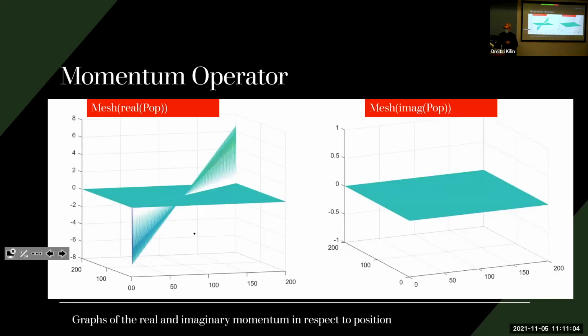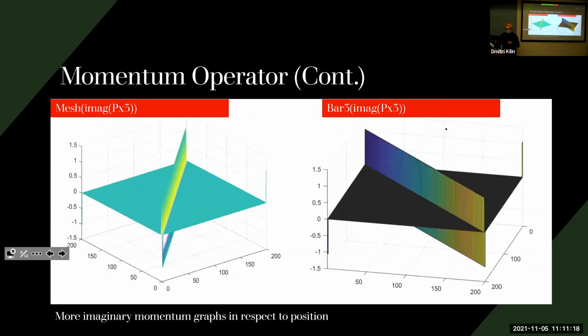And then here's what I talked about before, the momentum operator. In this case, the code is using p-op, and this one's the real part, whereas this one's just for comparison, the imaginary part. But if instead of using p-op we use px3 in the code, then we have this, what we've seen in the last presentation with the momentum.